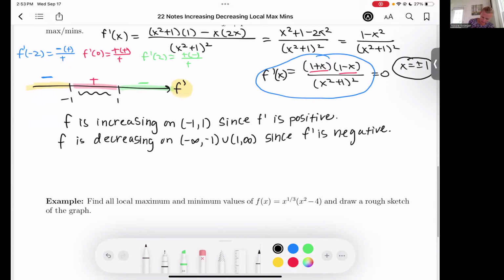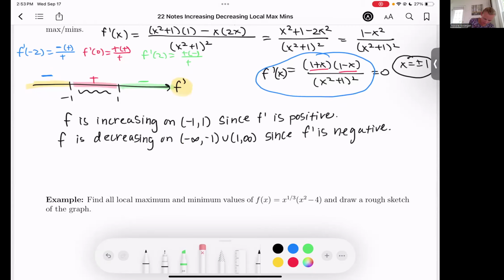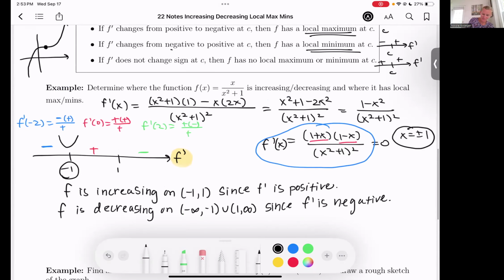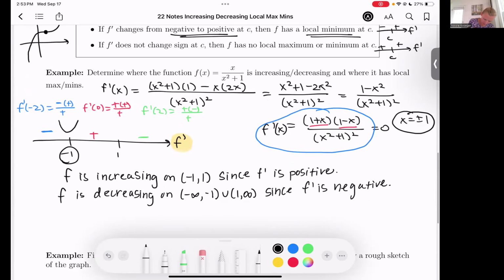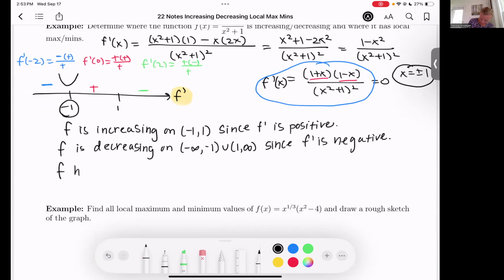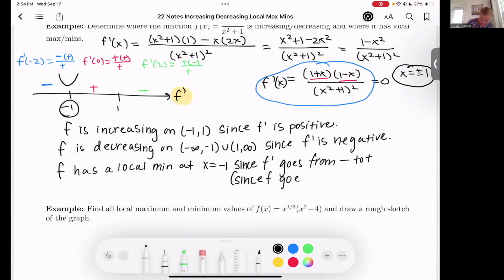Okay, and then let's see. At those critical numbers, do I have local maxes or mins? Let's see. So at -1, my function goes from decreasing to increasing. The derivative changes from negative to positive. The derivative changing from negative to positive tells me that I have a local min. So f has a local min at x equals -1, since f prime goes from negative to positive. You could also say, alternatively, since f goes from decreasing to increasing.